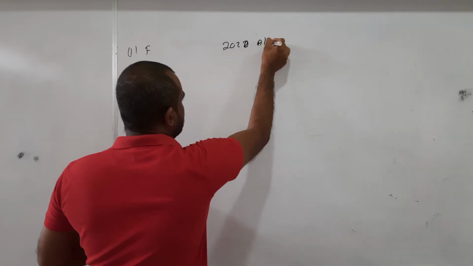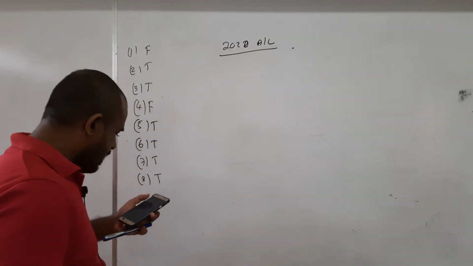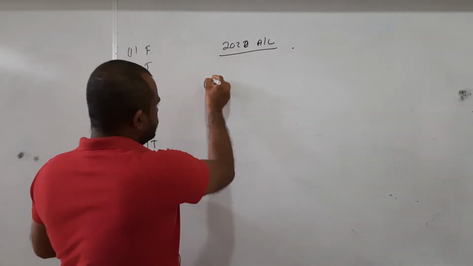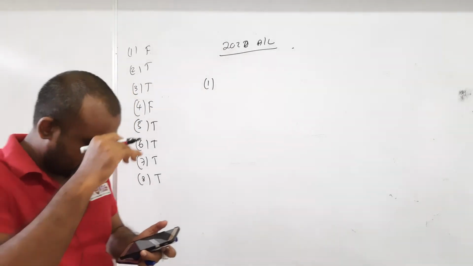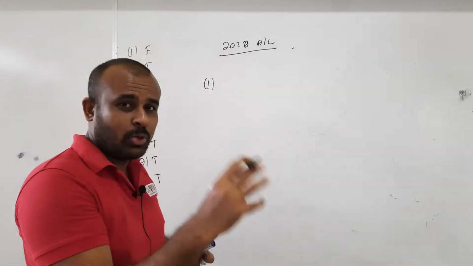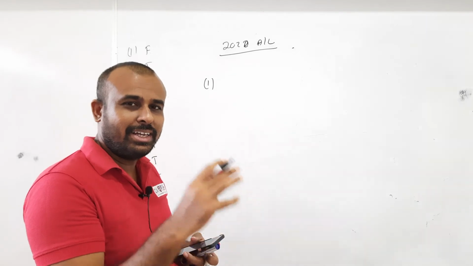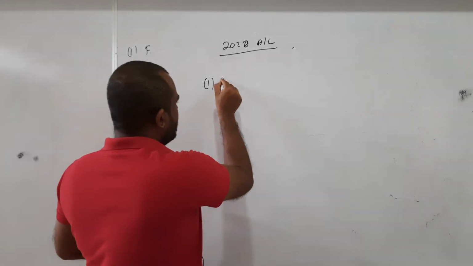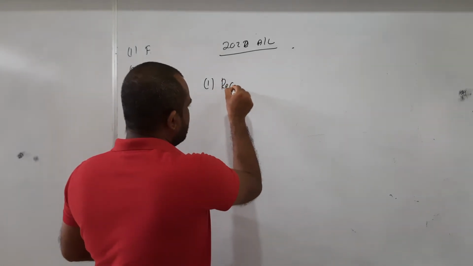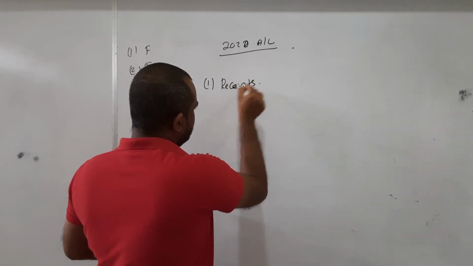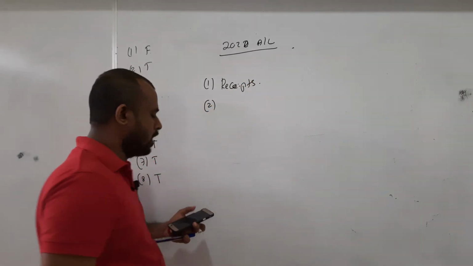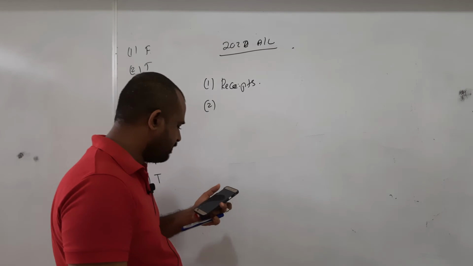2022 A levels. You are required to identify the source document. What is the first one? Cash sales. As you know, cash sales will be recorded in the receipts journal. So what's the source document then? Cash receipts.